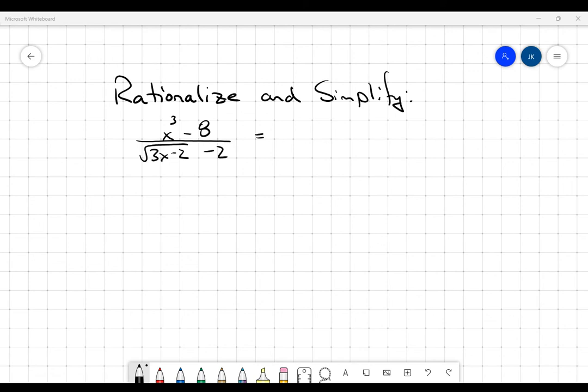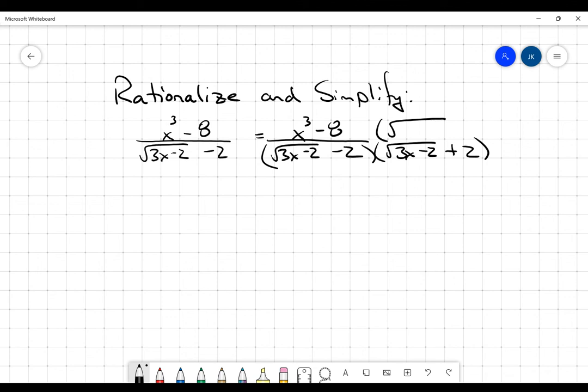Okay, everybody. So in this video here, we're just going to do a quick example of rationalizing and simplifying. And in this case here, we've got the radical in the denominator. So we're going to rationalize the denominator. And because it is a binomial denominator, I am going to multiply by the conjugate.